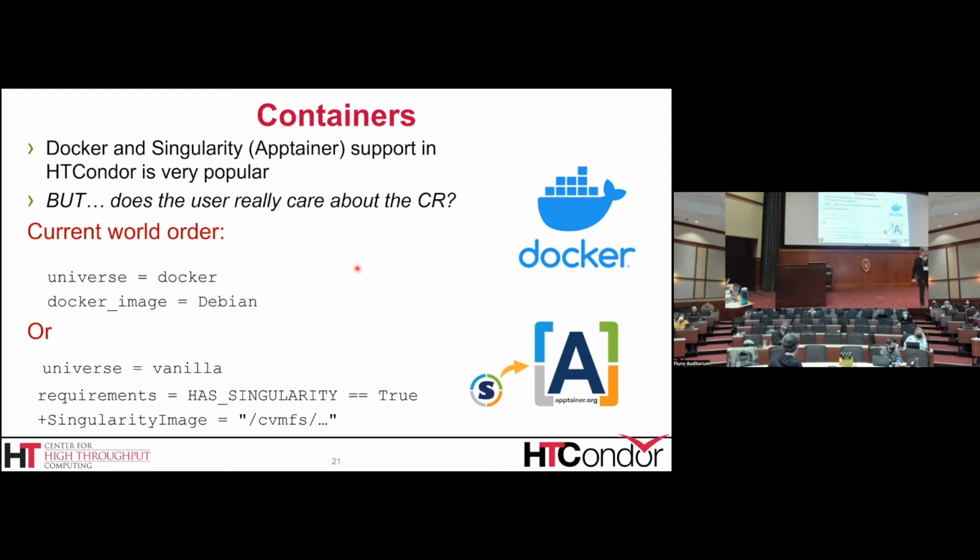So in the current world order, you would have to say universe equals docker and then a Docker image. Or in Singularity, it's even kind of uglier, where you do +SingularityImage and then you give the image name. By the way, a quick comment about this plus notation, which is to insert a custom attribute into the job ad, an attribute that has meaning to the access point.